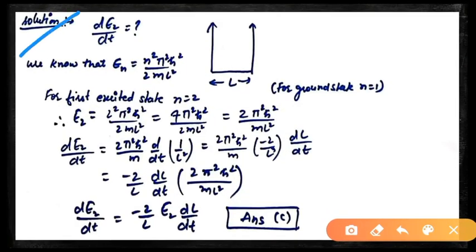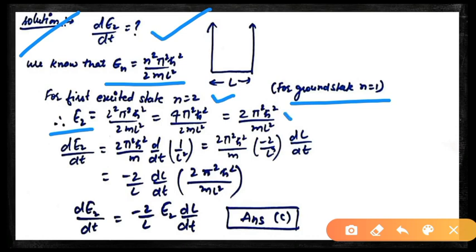So let's see how to solve this problem. So here we have to find out the value of dE2 upon dt. And here we know that energy for this system is En equal to n square pi square h cut square upon 2 m L square. And for ground state n is equal to 1. But here we need the energy for the first excited state. So here for first excited state n is equal to 2. So here E2 will become 2 square pi square h cut square upon 2 m L square. So that will become 4 pi square h cut square upon 2 m L square. That can be written as 2 pi square h cut square upon m L square.